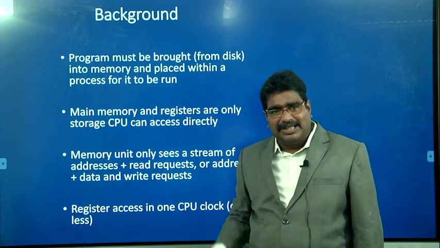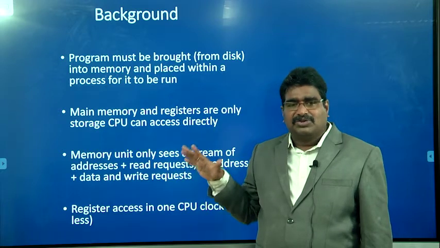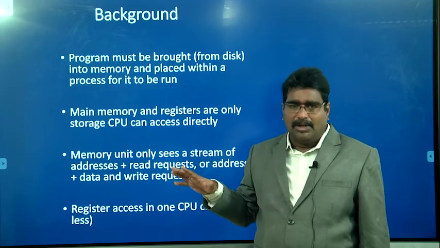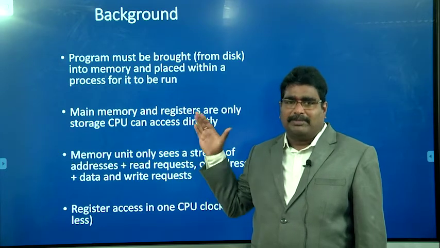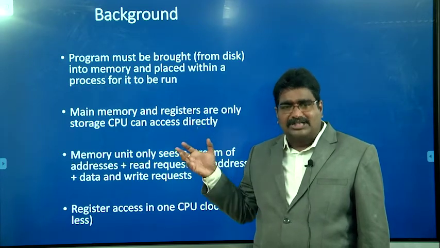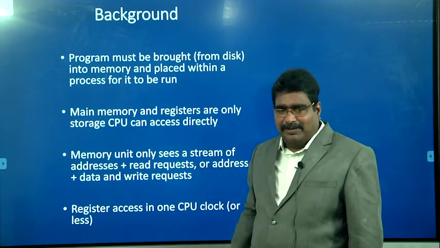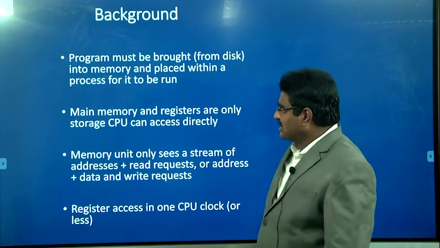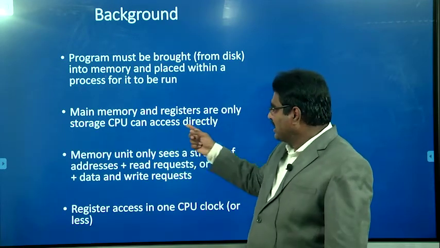That is, the program is available in the secondary memory, and whenever the user wants to run that particular program, it needs to be moved from the secondary memory to the primary memory. Only then is it possible to run our application. So that is the first requirement of the memory management. And the second one is that main memory and registers are the only storage the CPU can access directly.